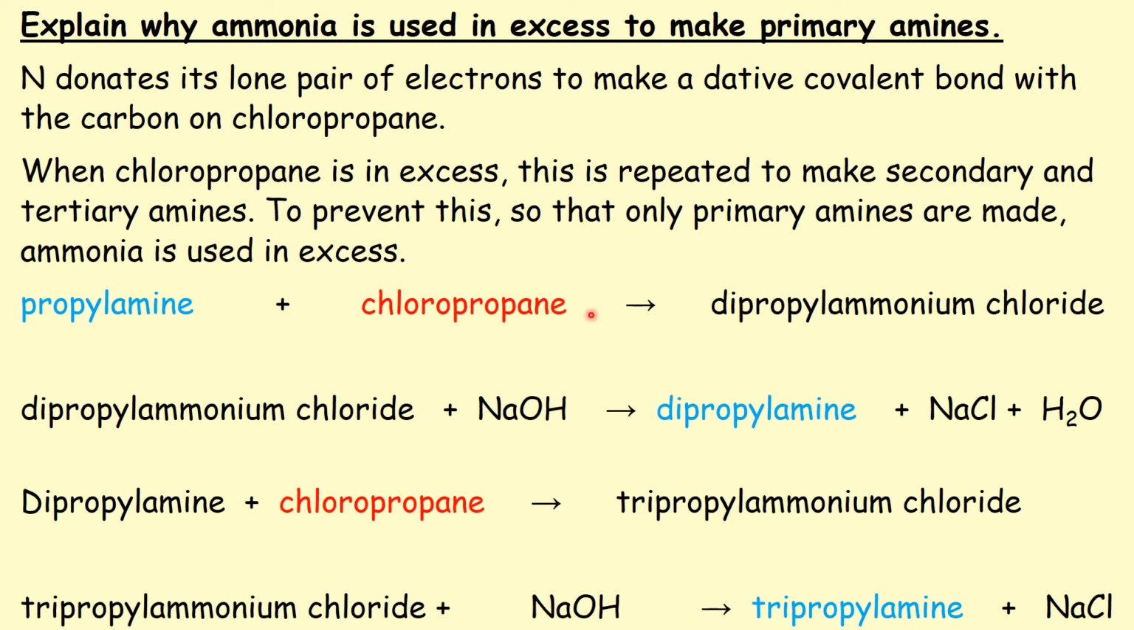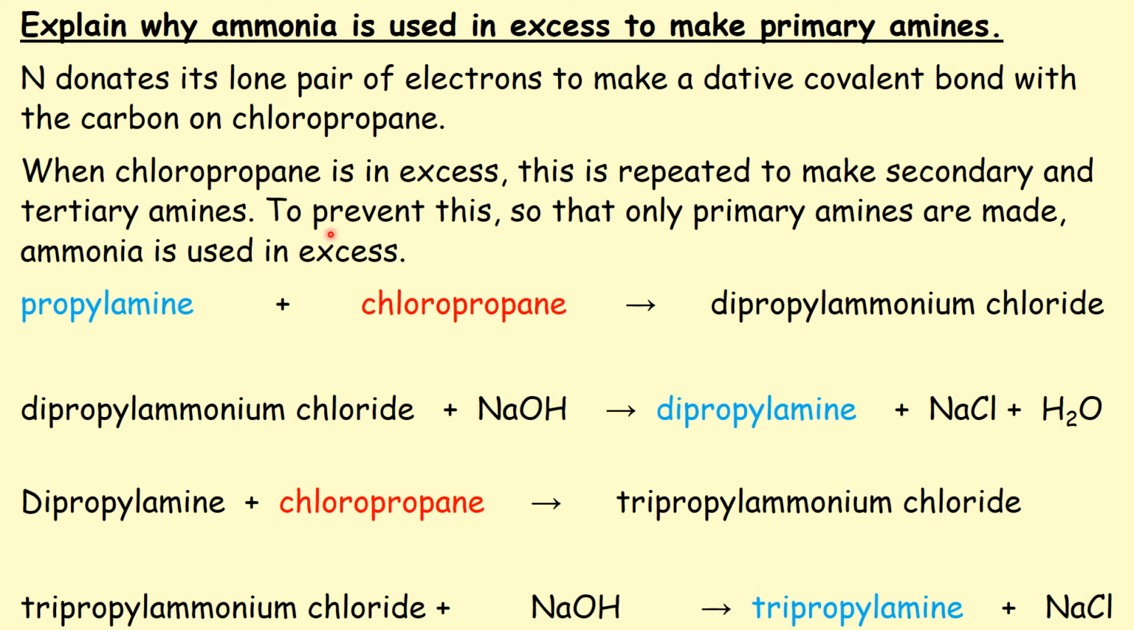I know I've talked about this before, but this is going into a little bit more detail about why ammonia is used in excess to make primary amines. It is also a slide that can be used to explain how secondary amines are made and how tertiary amines are made. So the reason why ammonia is used in excess to make primary amines is because the nitrogen donates its lone pair of electrons to make a dative covalent bond with the carbon on the halogenoalkane. In this case, it's chloropropane.